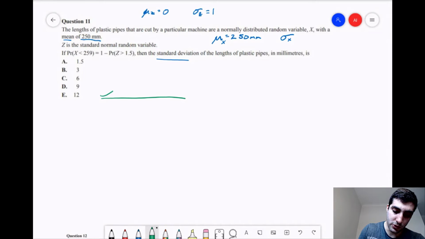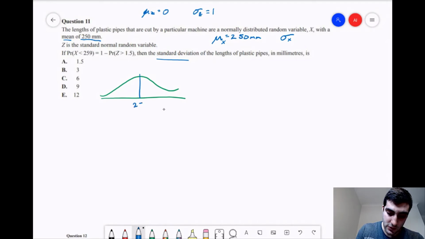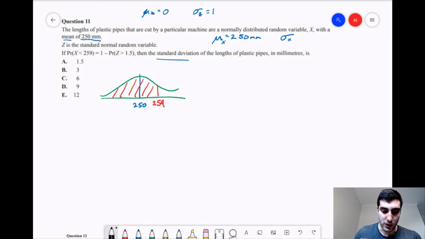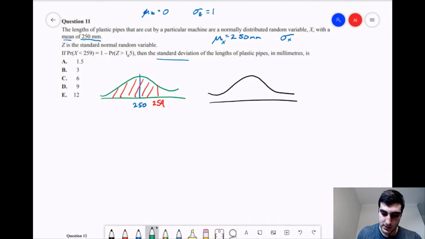I find with these sorts of questions, it usually helps a lot to just draw out some normal distributions and then place in values to indicate the regions that we're looking for. So on the left-hand side is this random variable X. We know it's got a mean of 250, but the region that we're looking for is less than 259. So 259, and let's shade all that region in. We know that's equivalent to 1 minus the probability that Z is greater than 1.5. So if we draw another distribution, the Z distribution, it's got a mean of 0, standard deviation 1, and for Z greater than 1.5, we need to draw 1.5 in.